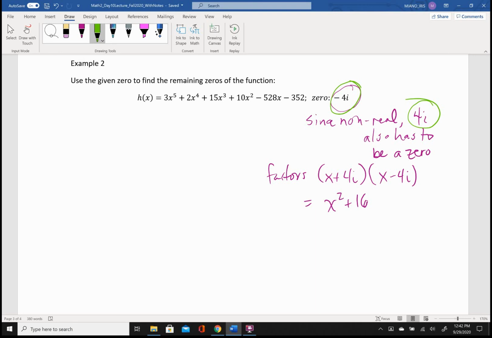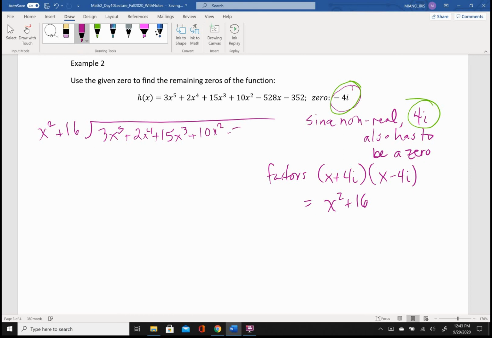Okay, so let's go ahead and bust out some polynomial long division and divide out x squared plus 16 from 3x to the 5th plus 2x to the 4th plus 15x to the 3rd plus 10x squared minus 528x, yikes, minus 352. Whew, we're going to have our work cut out for us here, but we can do it. All right, so you always ask yourself, what do you multiply the first term in your divisor by to get the first term in your dividend? I believe 3x to the 3rd power will do it.